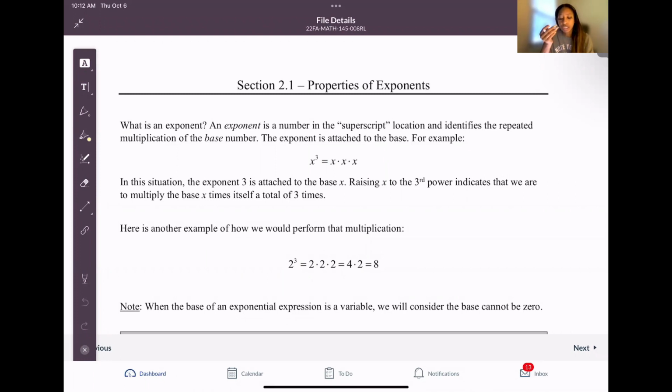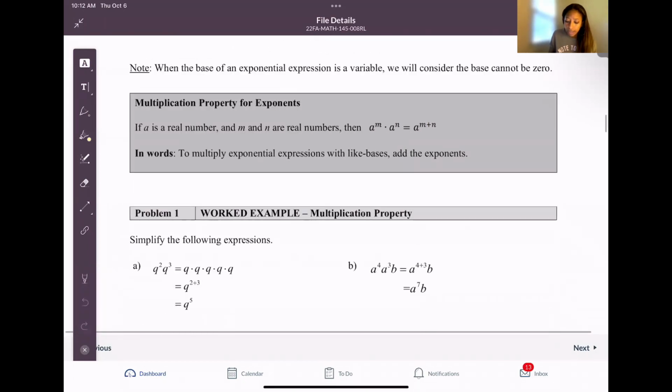Okay, so our question is, what if we have a problem that has lots of exponential expressions being multiplied and divided and added, and how do we simplify those types of expressions? That's what these properties are going to tell us. Okay, the first property we have is the multiplication property.